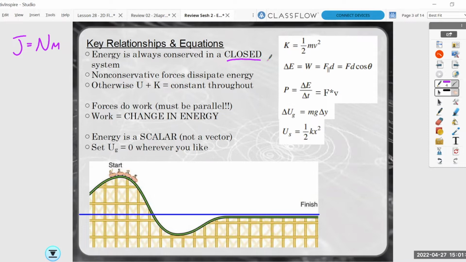You do have to be a little careful about what's considered a closed system, right? If I just drop an object, that object appears to gain a bunch of kinetic energy. It's only when you consider what they sometimes call the Earth-ball system that you realize, oh, where did that energy come from? It came from gravitational potential energy relative to the Earth. You do actually have to consider the Earth as part of your system there.